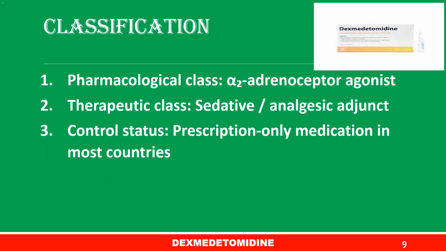Classification of dexmedetomidine. 1. Pharmacological class. Alpha-2 adrenoceptor agonist. Dexmedetomidine acts on ALPHA2 receptors for its effects. 2. Therapeutic class. Sedative analgesic adjunct. Dexmedetomidine is used to sedate and help with pain management. 3. Control status. Prescription-only medication in most countries. Dexmedetomidine needs a doctor's prescription to get in most places.